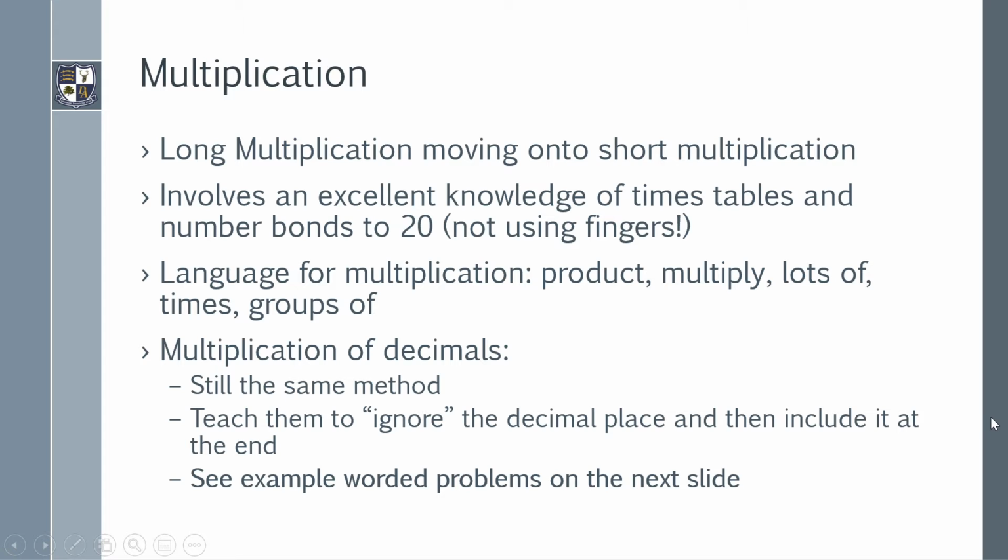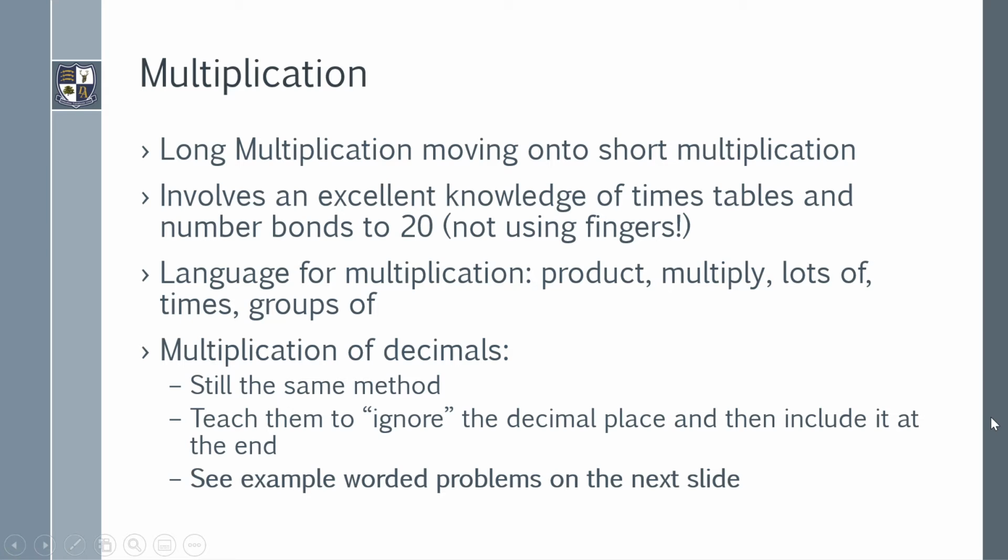It involves an excellent knowledge of times tables. At this age group, this is essential that they know their times tables and they can recall them straight away. Otherwise, they're really going to struggle with the methods we're using. They also need to know their number bonds to 20 without counting on their fingers. The language for multiplication is product, multiply, lots of, times, and groups of. It's the same for decimals.